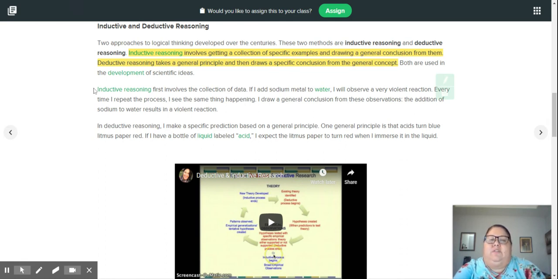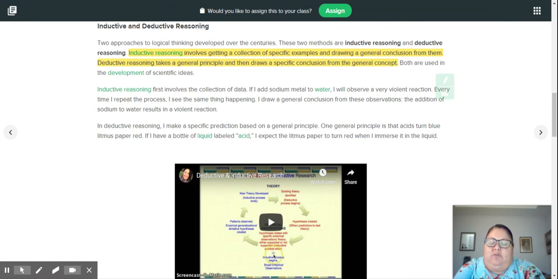Inductive reasoning first involves the collection of data. Okay, so first you need to collect everything, all the information possible. If I add sodium metal to water, I will observe a very violent reaction. Every time I repeat the process, I see the same thing happening. I draw a general conclusion from these observations: the addition of sodium to water results in a violent reaction.